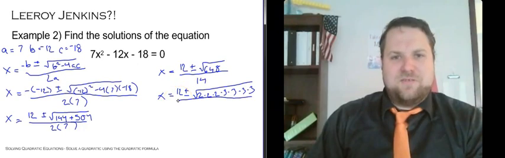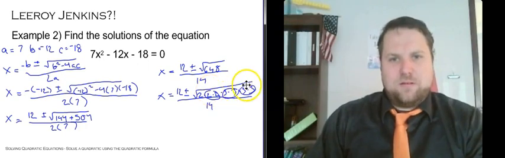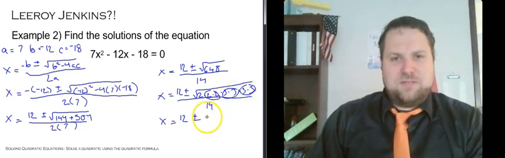All of this over 14. And what you'll recall is that we take any groups of 2 that we have, and we move those to the outside, so that we get x equals 12 plus or minus 2 times 3 times 3, which is 18 root 2, over 14.